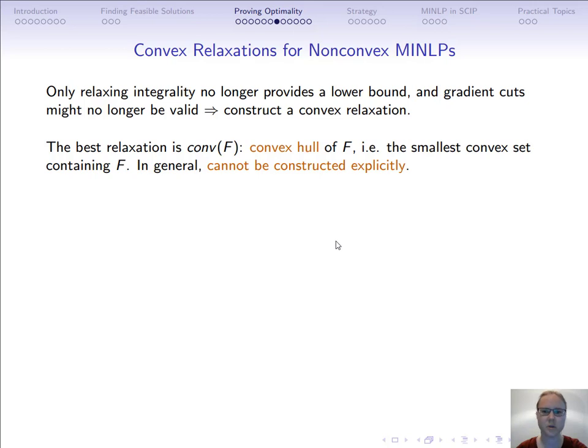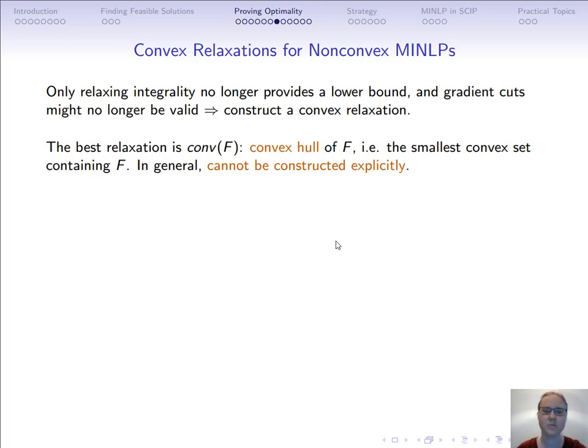When dealing with non-convex problems, we are losing some of the nice properties of convex problems. Such as, for example, for convex MINLPs, every local optimum is also a global optimum. However, this is not the case for non-convex MINLPs, although there are some special classes of convex-like problems where this property still holds, but in general you cannot expect it to hold. And another difficulty is that gradient cuts are no longer guaranteed to be valid. And a solution to these issues is to construct a convex relaxation.